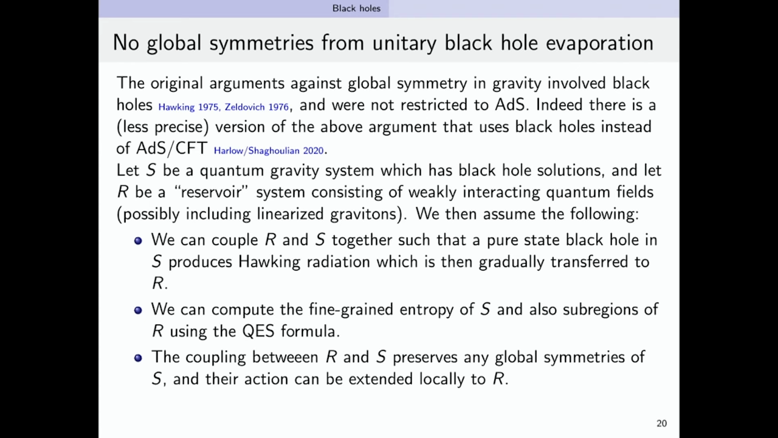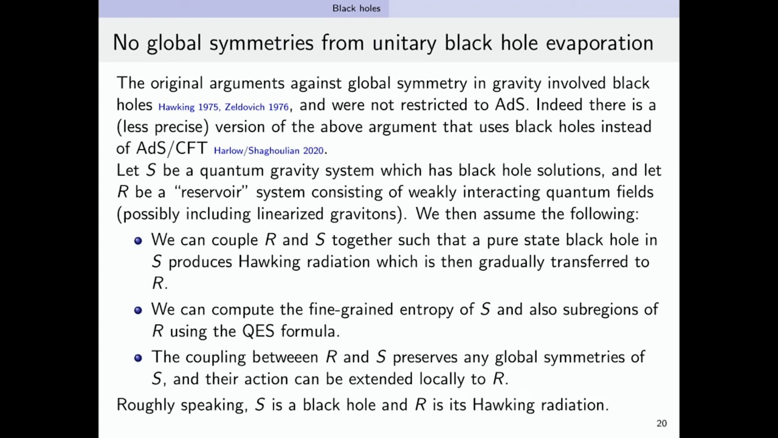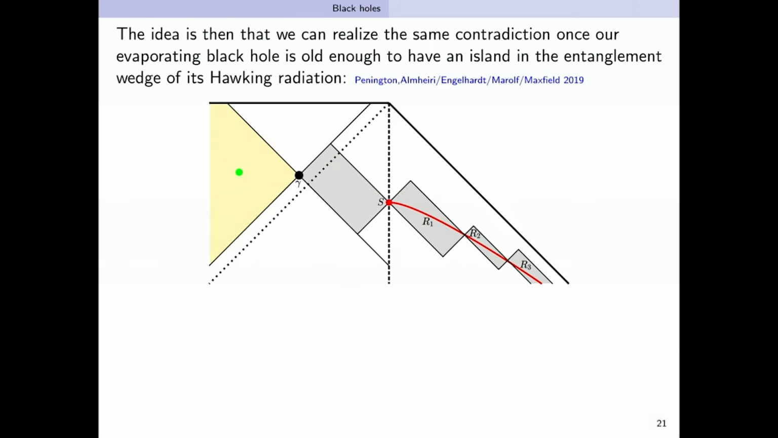And then I'll also assume that this coupling preserves any global symmetries, and that the action of the symmetry can be extended to a local action on R. Roughly speaking, if you have a black hole S and it's evaporating into its Hawking radiation R, we think these things should be true. Okay. All right, so then here's the argument.